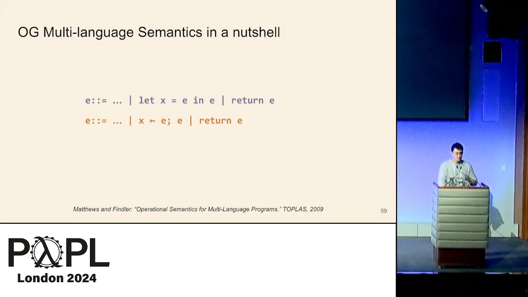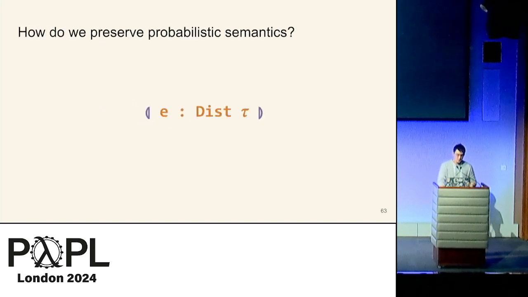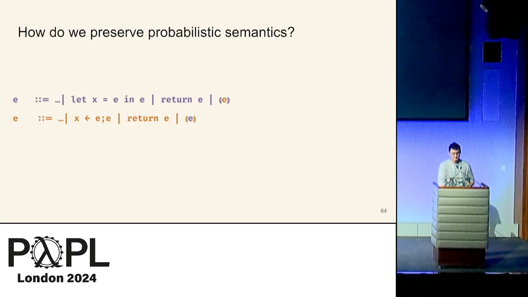And we just have this small addition to both grammars where we introduce these banana brackets, these boundary operators. And this is really where we have threats to type soundness and semantic soundness. So this is really where the details are. So how do we preserve probabilistic semantics in this context?